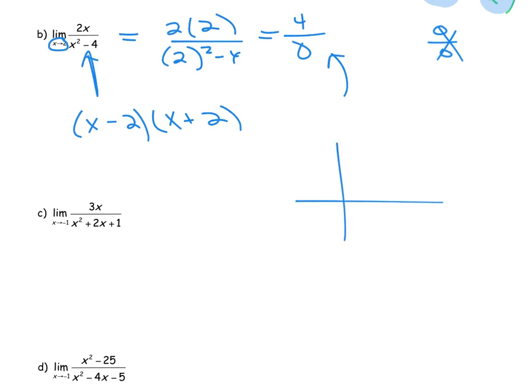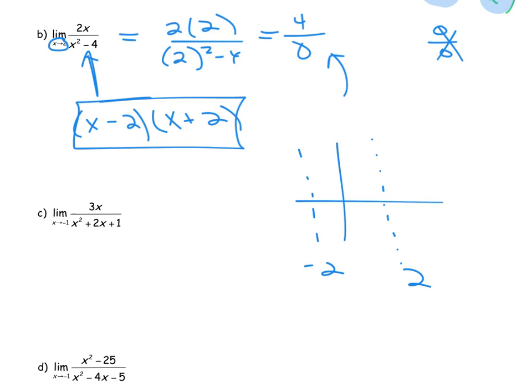So if I were to kind of sketch this out, I have a vertical asymptote at negative 2 and a vertical asymptote at positive 2. Because if you guys go back to when we talked about rational functions, when you set that denominator equal to 0, right, that's where the vertical asymptotes exist.